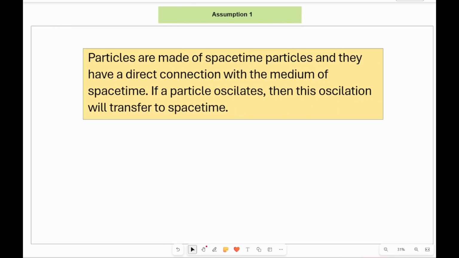Okay, so now assumption one. Particles are made of space-time particles, right? So an electron is really just a large collection of space-time particles in a special or excited state, or pinch state, whatever you want to call it. There's a boundary between the electron and the medium, but it's the same stuff, so they do have this direct connection. And so when the particle oscillates, it can transfer that oscillation to the medium itself, right?